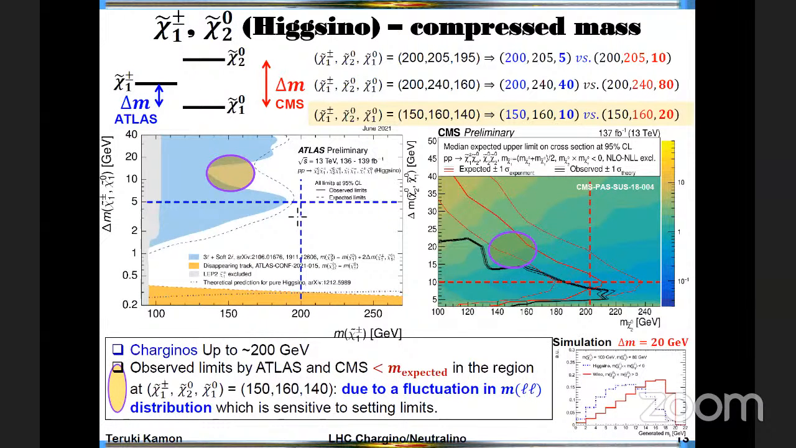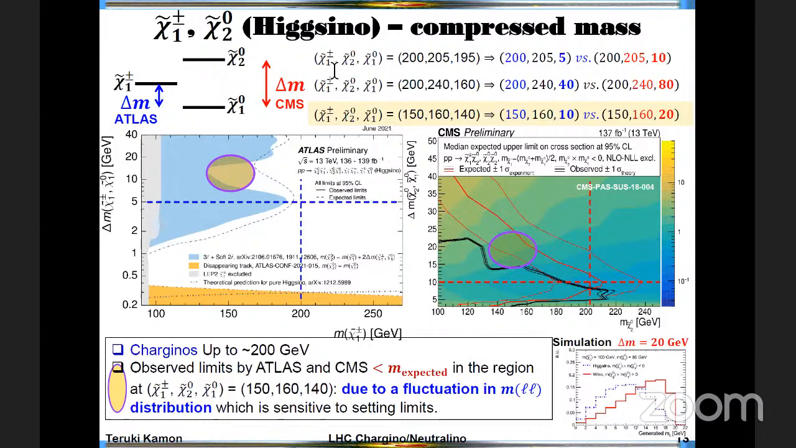Now, you see the result with the very small mass splitting between chargino 1 and neutralino 1, ATLAS on the left and CMS on the right-hand side. To compare, based on the template in the top left, the ATLAS mass difference is between chargino 1 and neutralino 1, and seems to find neutralino 2 and neutralino 1.